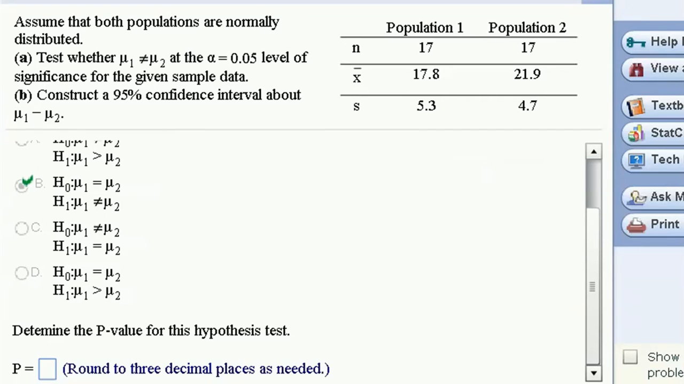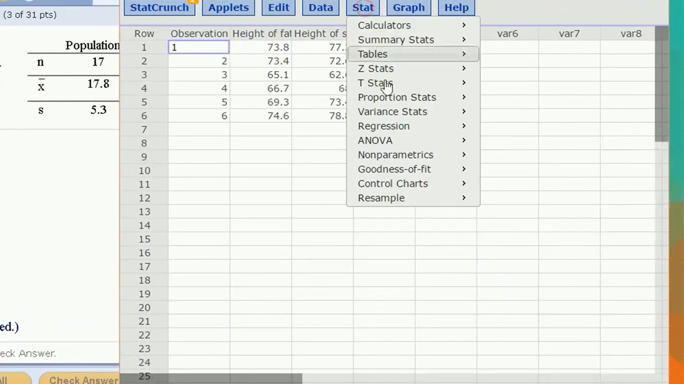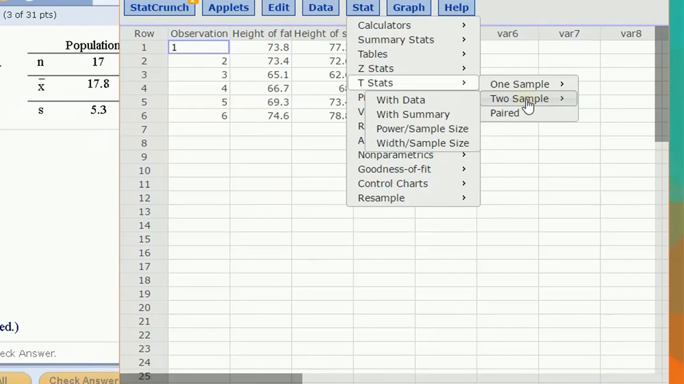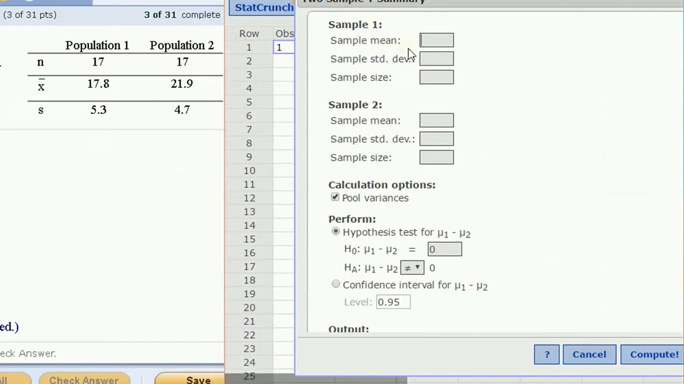Okay, now let's go to StatCrunch and clear this out and do a new hypothesis test. Go to T stats, two sample with summary data. I've got sample mean for population 1, 17.8, standard deviation 5.3, sample size of 17. Sample mean for the second is 21.9, 4.7 standard deviation, and again 17.